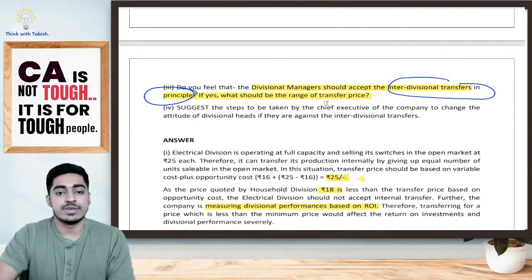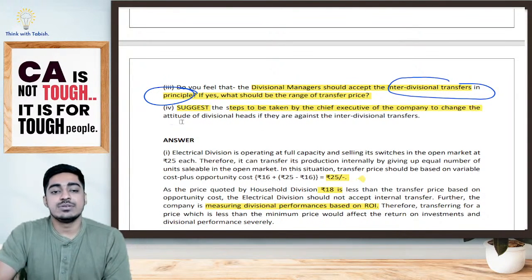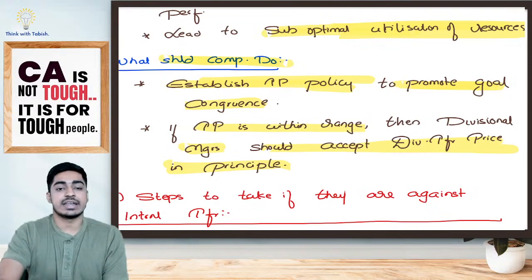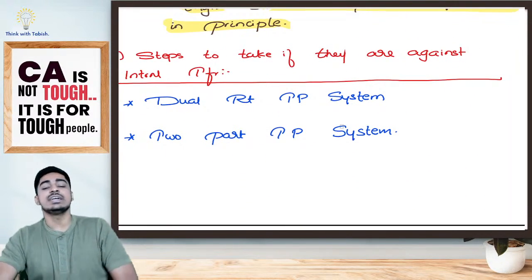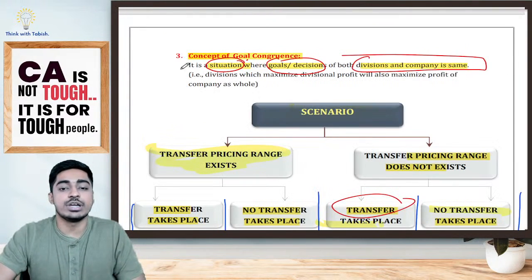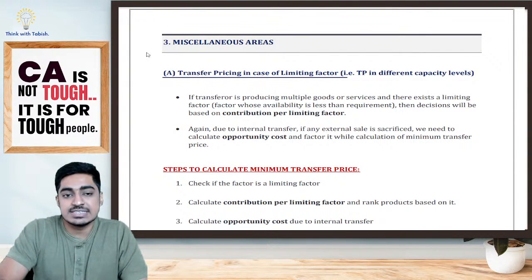And the fourth thing we have is: suggest the steps to be taken by the CEO of the company to change the attitude of divisional heads if they are against the internal transfer. If they are against the internal transfer, what steps can we take to avoid transfer pricing conflict? Okay, concept 3, we have the miscellaneous areas.